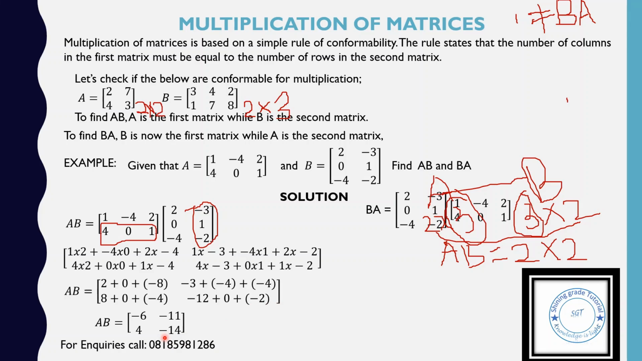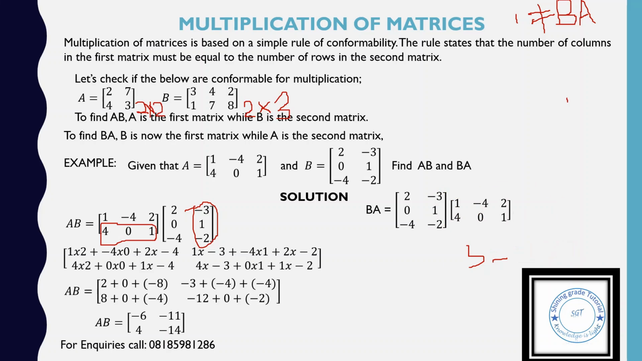Alright, we have to find BA as well. We are asked to find BA, so let's test if BA will be possible. Let's still apply our conformability rule to check. B will be the first matrix this time around. So what is the order of B? B is 3 by 2, as shown. And what is A? A is 2 by 3.